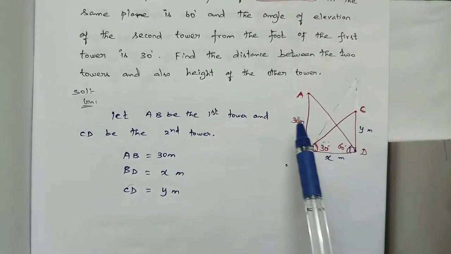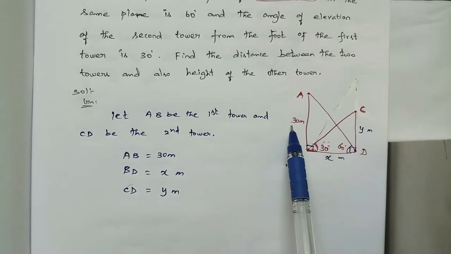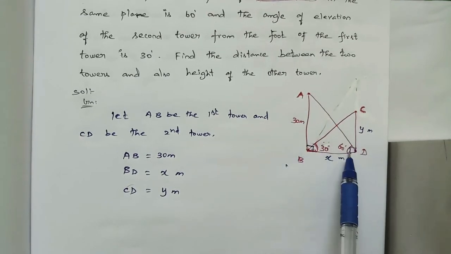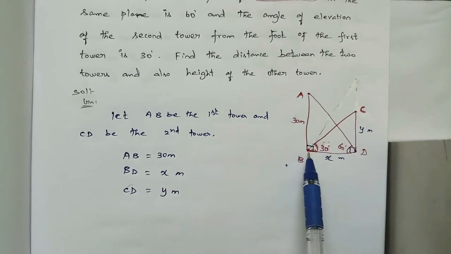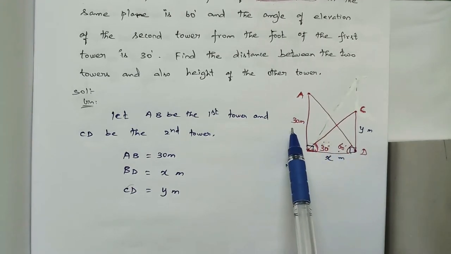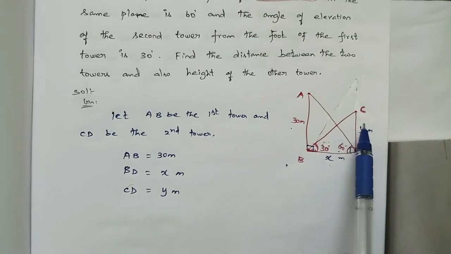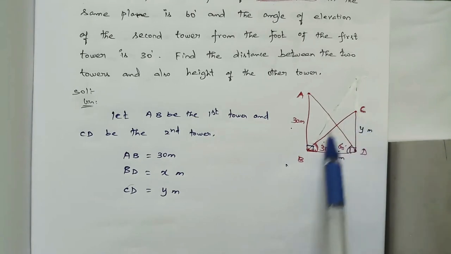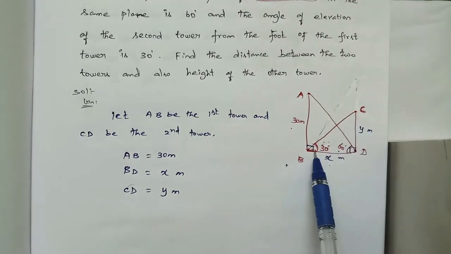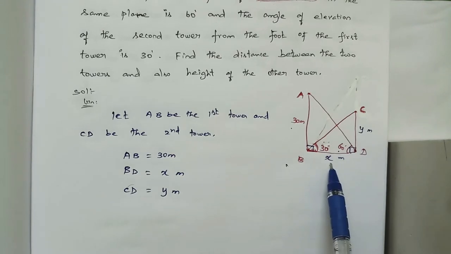First I'm taking the triangle ABD. What is the angle? 60 degrees, right? For 60 degrees, 30 meters is the opposite side and X meters is the adjacent side, right? Now I'm taking the other triangle CBD. What is the angle? 30 degrees. For 30 degrees, Y meters is the opposite side and X meters is the adjacent side, right?